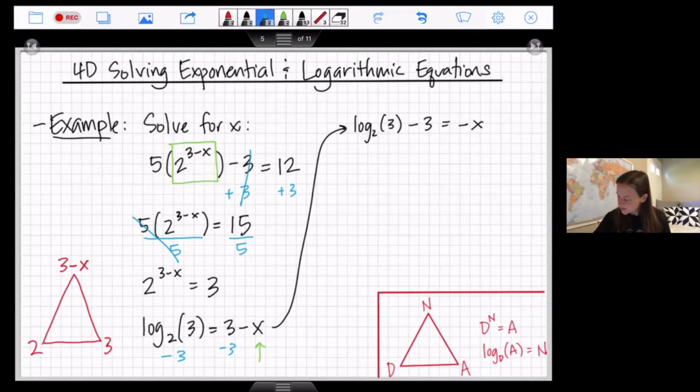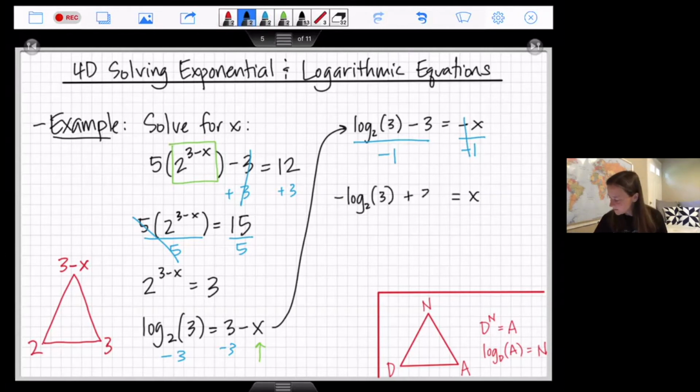So I'm going to divide both sides by -1. You could multiply both sides by -1. That would work just as well. And that's going to cancel out that negative. And then I'll have x equals, and I'm just going to distribute that negative sign to both terms on the right. So I'm going to make the log base 2 of 3 negative. And the 3 on the right was already negative, so that's going to become plus 3. Okay, and that's our solution for x.